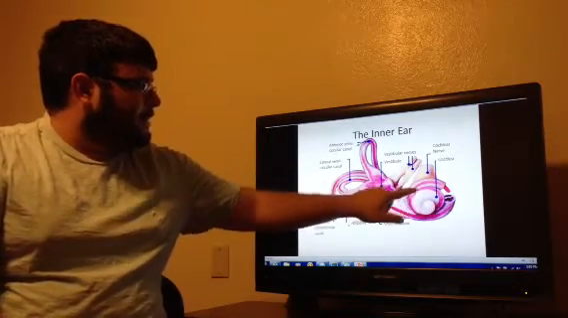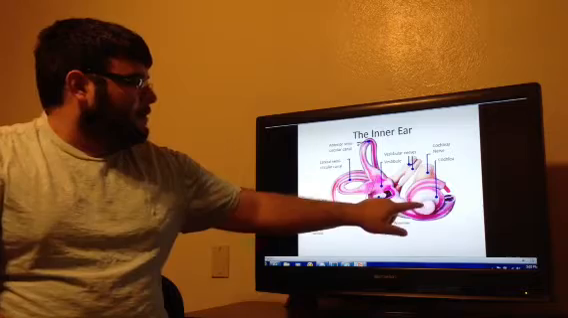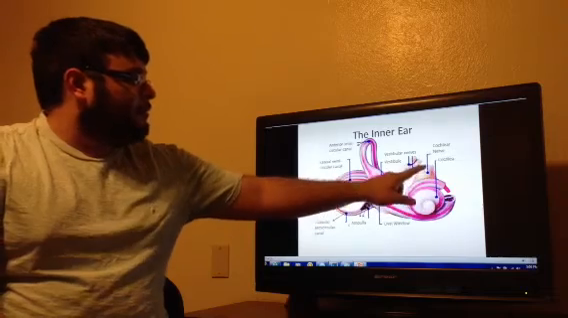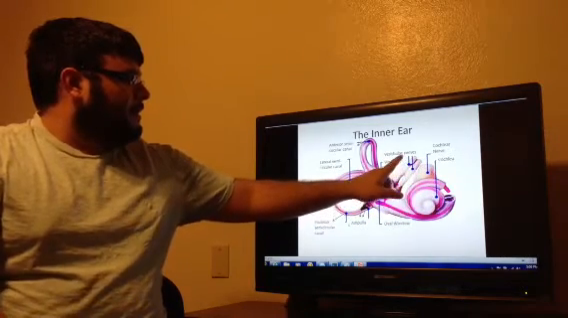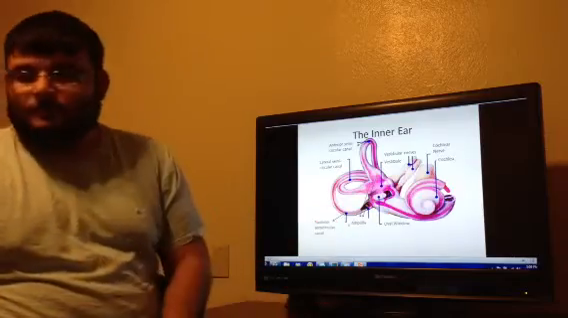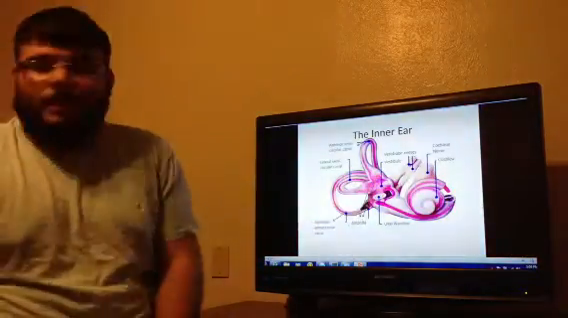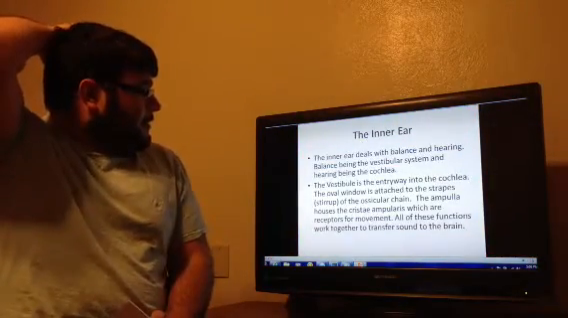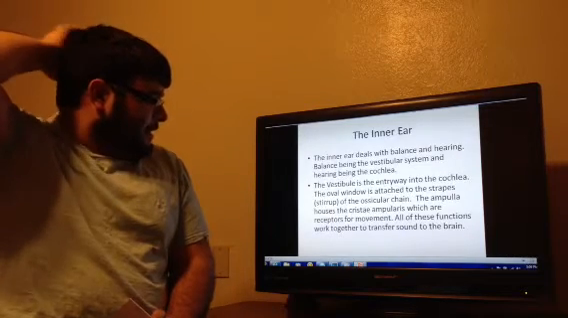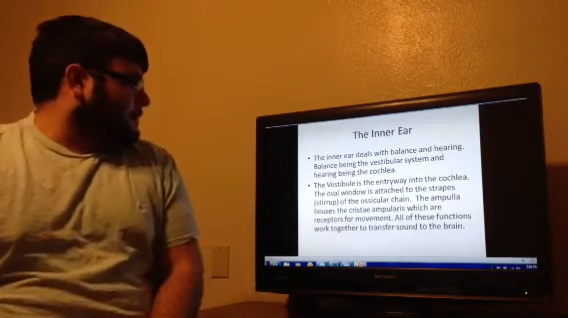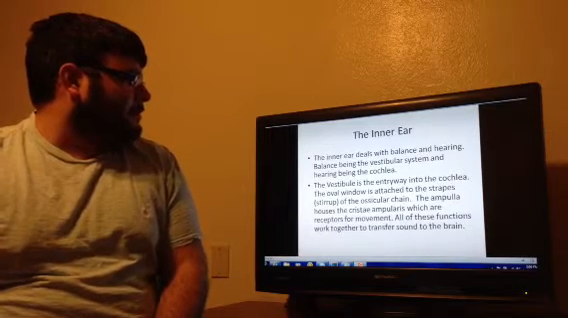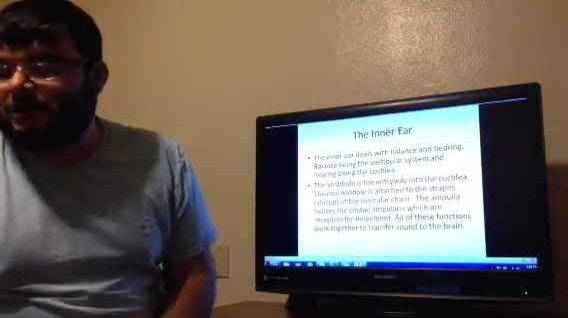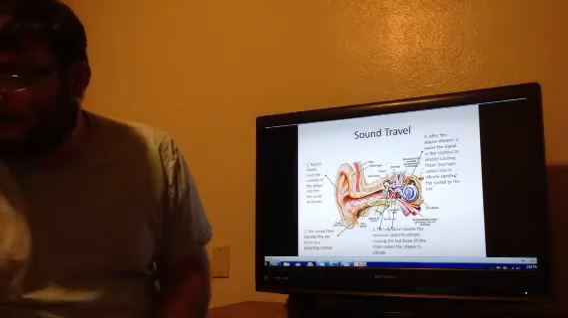Over here, this snail-like structure is the cochlea. Back here is the auditory nerve, or the cochlear nerve, that's connected to the cochlea. And here are the vestibular nerves and the vestibule. Here's some basic inner ear information that I just covered. Basically, everything's working together to get the sound to the brain to decode it.